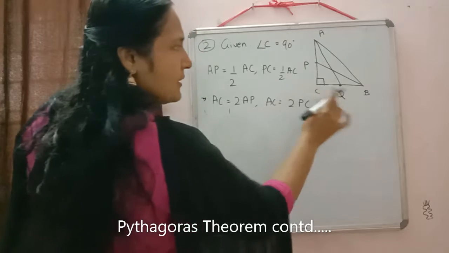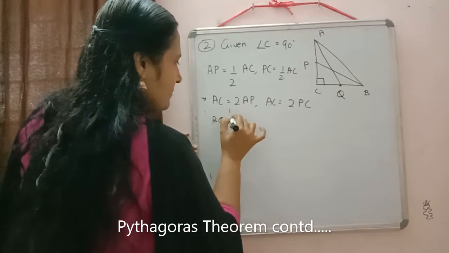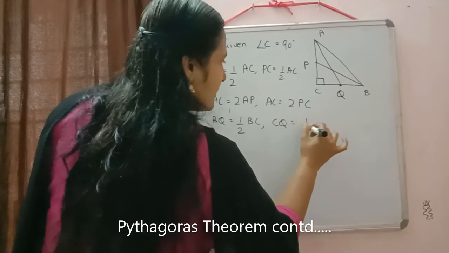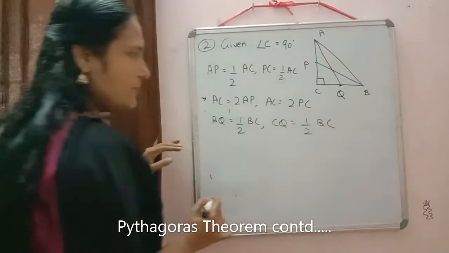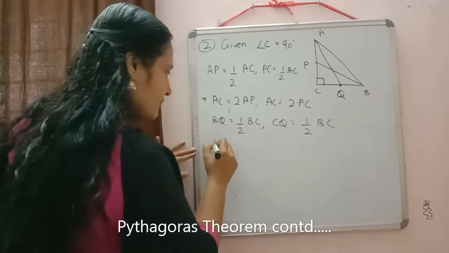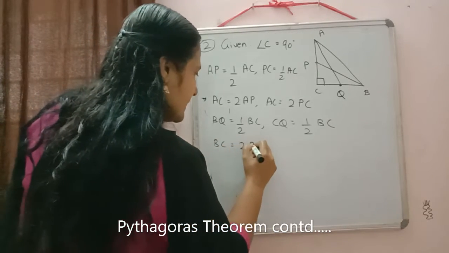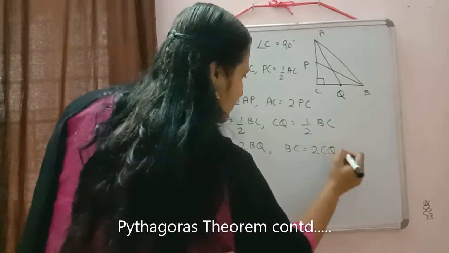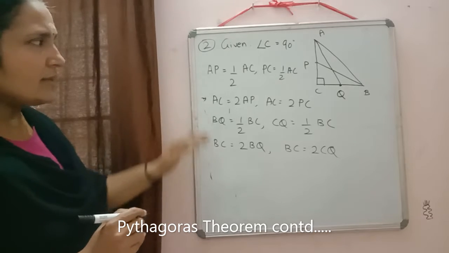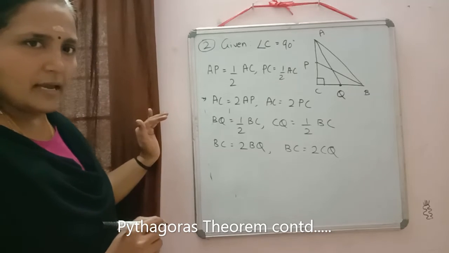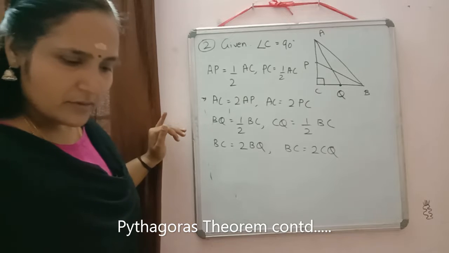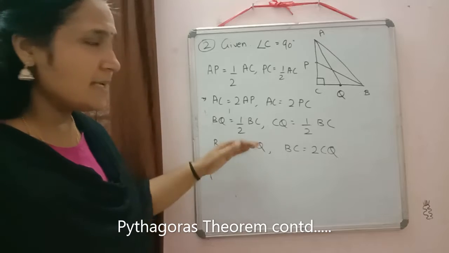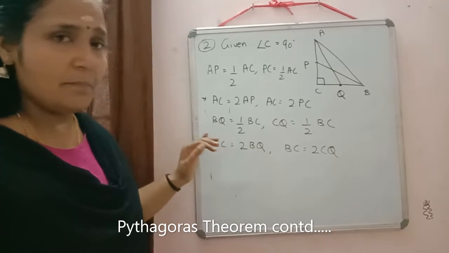Similarly, BQ is equal to half of BC, and CQ also is equal to half of BC. From here what will come? BC is equal to 2 into BQ, or BC is equal to 2 into CQ. So these are all the things which are given there. Okay, now what do we have to prove? You already have the questions with you, so I am not writing them again, because then space will not be enough for me to write the proof there.